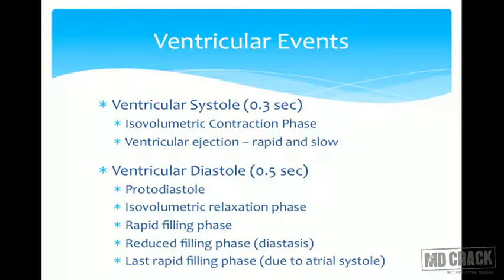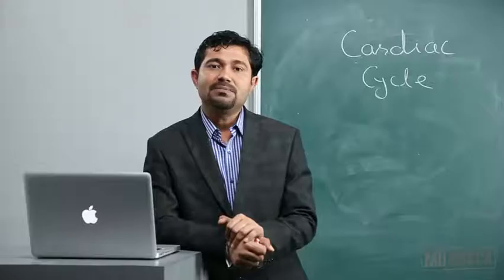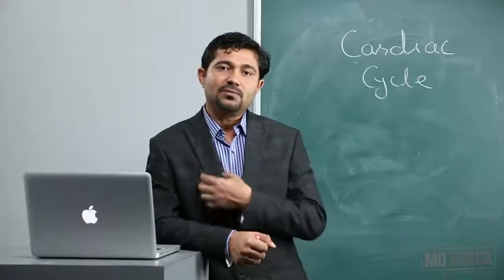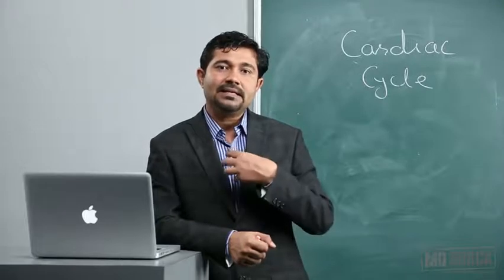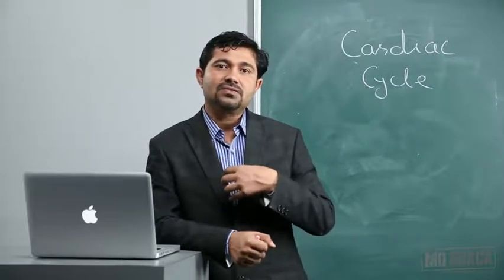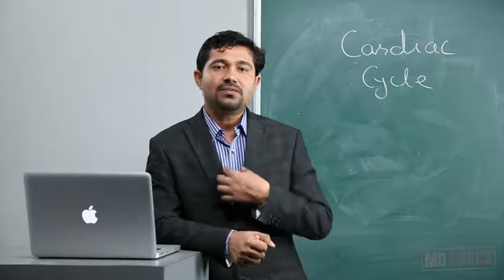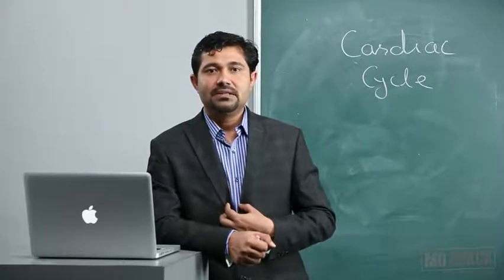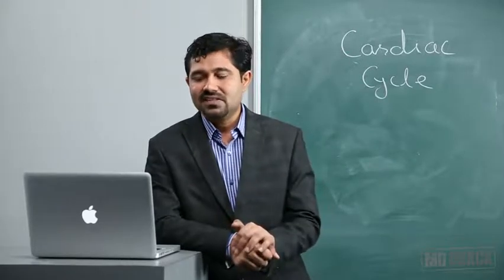So what happens in the rapid filling phase? The ventricle is filled with blood from the atria and the volume of the ventricular blood suddenly increases. The rapid filling phase is followed by a slow filling phase, which is called the period of diastasis. That means blood passively comes from the superior vena cava and inferior vena cava into the atria, and from the atria it goes to the ventricle. This is the passive flow of blood, called the period of diastasis.